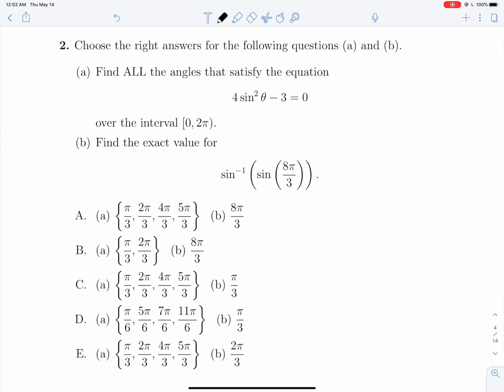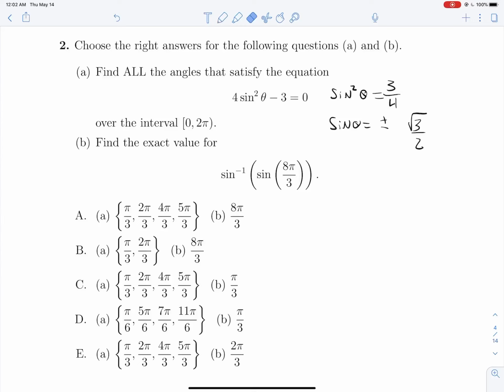Question 2, choose the correct answers for the following questions A and B. Find all of the angles that satisfy this equation right here. Well, we can just directly solve this. We'll rearrange this to be 3 over 4 is equal to sine squared of theta. Taking the square root of both sides, sine theta is equal to plus or minus the square root of 3 over 2, because really this is just the square root of 3 over 4, but the square root of 4 is 2, so we get that right there.